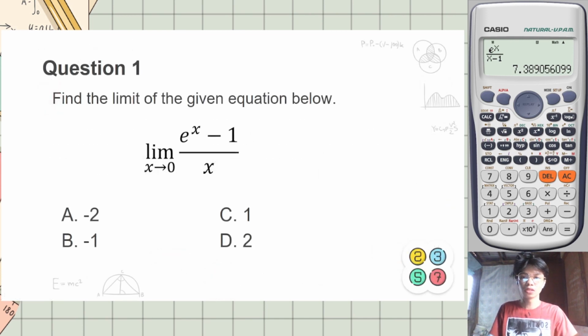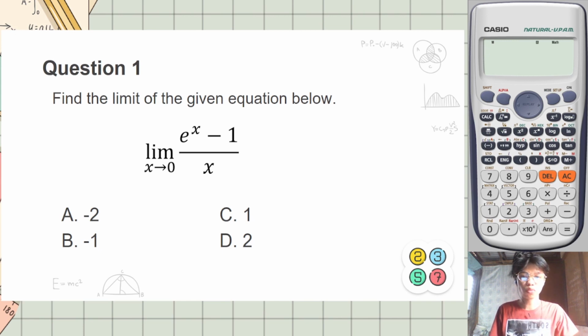Question number 1. In this question, we are asked to find the limit of the given equation below. As x approaches 0, the function that we need to solve is e raised to x minus 1 all over x. So in our calculator, sorry, my calculator isn't cleared yet. We need to set the calculator to Shift, Mode, and Radians. Also, make sure you are in Mode 1 computation. Set it to radians because we are dealing with trigonometric functions.